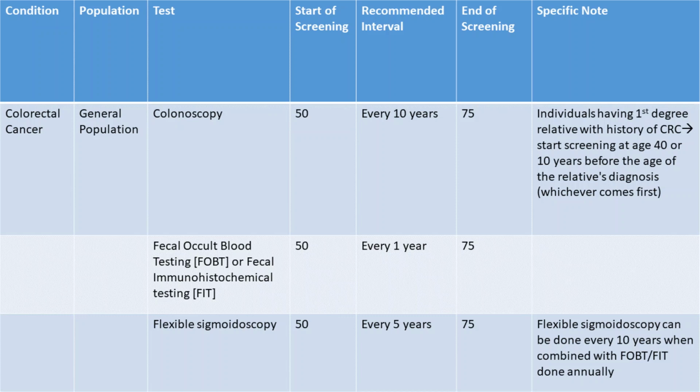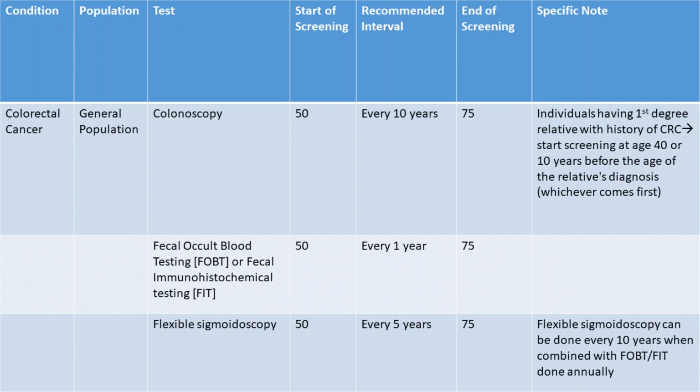Colorectal cancer is the fourth most common cancer in the United States. The screening for colorectal cancer starts at the age of 50 and ends at 75. All the general population is screened for colorectal cancer.